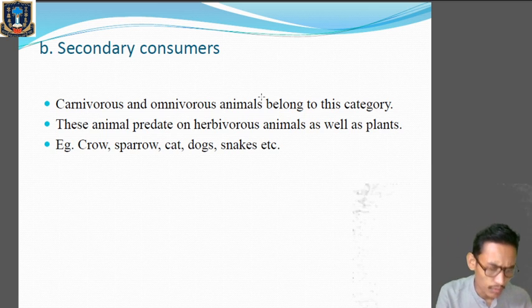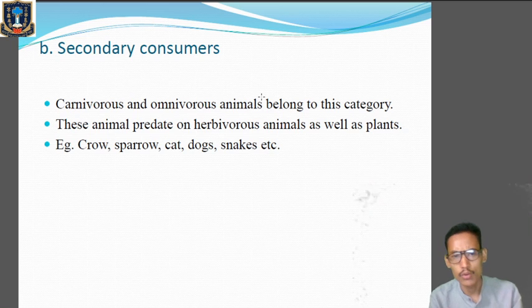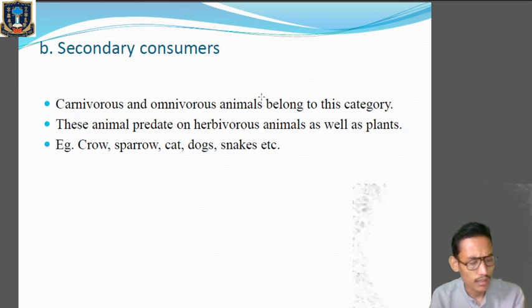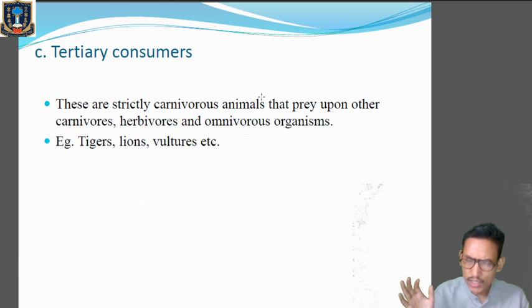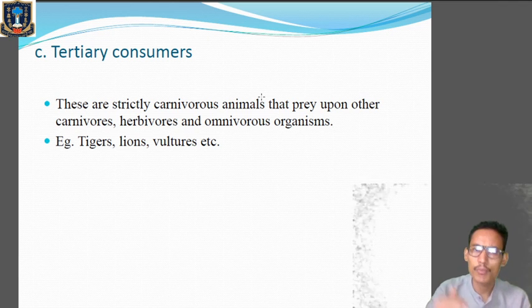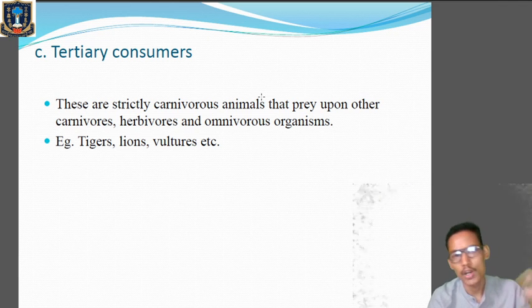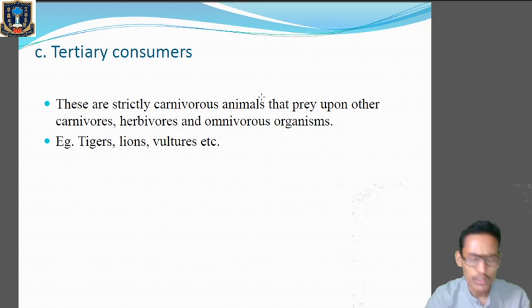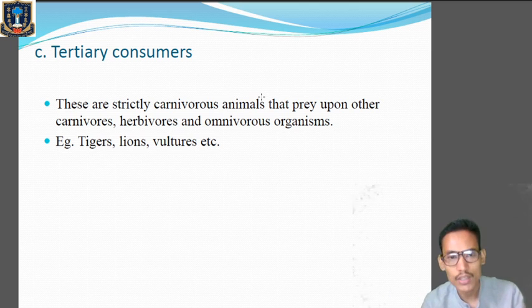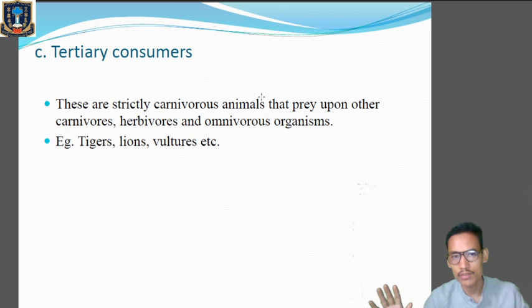Example, you can see over there, we have got crow, okay, we have sparrow, and dog, then we have got snake. These are the examples of secondary consumer. Then let's see tertiary consumers, which are strictly carnivorous animals that will prey upon the carnivores, herbivores, and even the omnivorous organisms. Example, we can say like tiger, lion, okay, vultures. These are the examples of tertiary consumer. Clear? So hope it is clear for you.